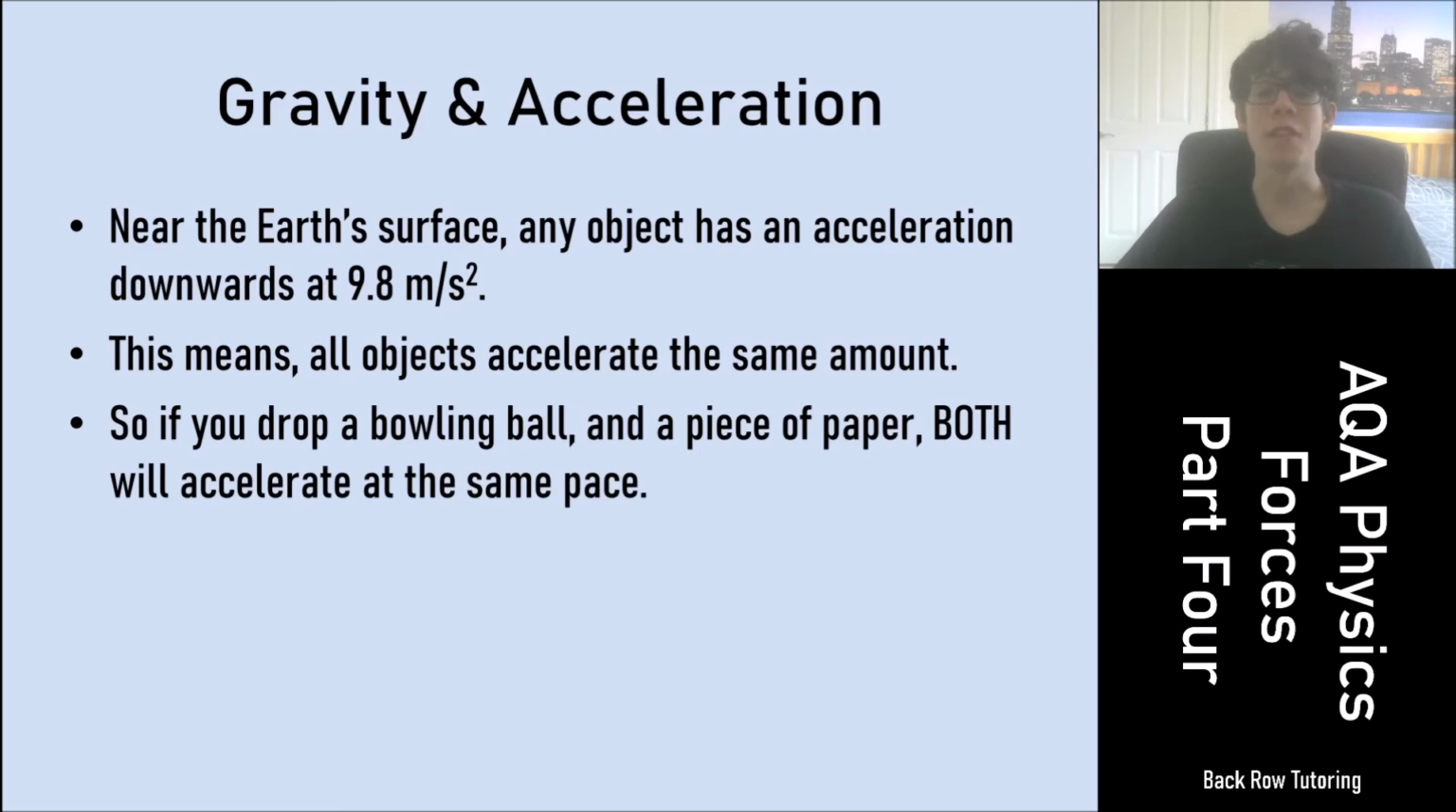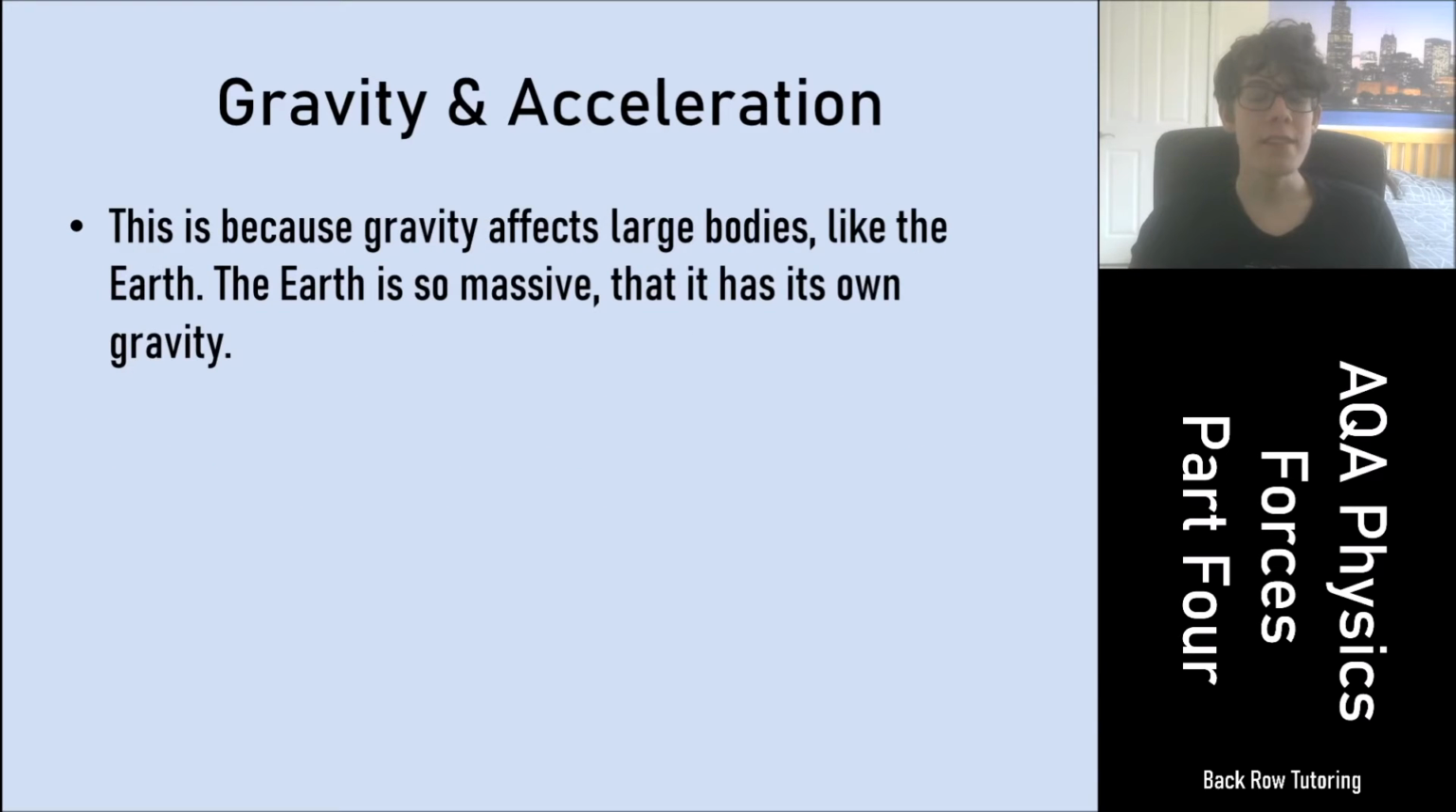Near the Earth's surface, any object has an acceleration downwards at 9.8 meters per second squared. This means all objects accelerate the same amount. So if you drop a bowling ball and a piece of paper, both will accelerate at the same pace. This is because gravity affects large bodies, like the Earth. The Earth is so massive that it has its own gravity.